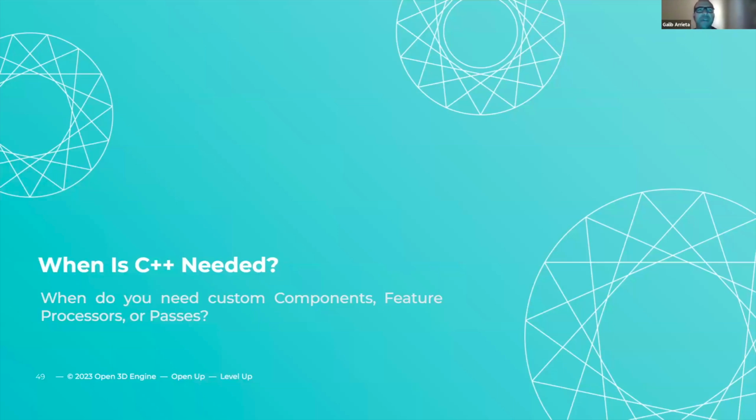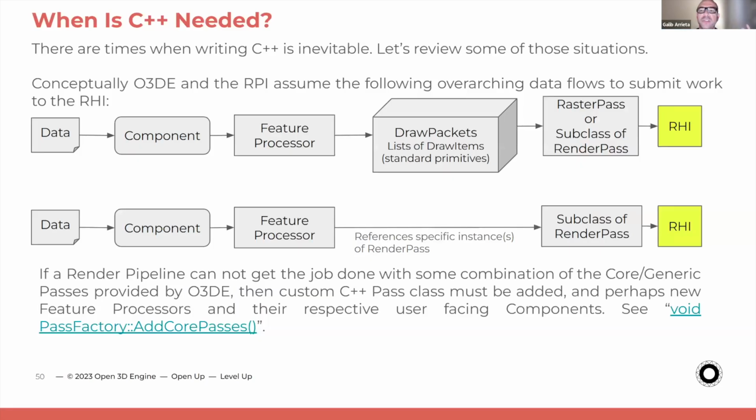So this is the first part of when C++ is needed. If you need to add more pass templates, you have to connect to that event handler, and the only way to do it is through C++. Now, furthermore, what else do you need C++ for in terms of customizing the render pipeline?